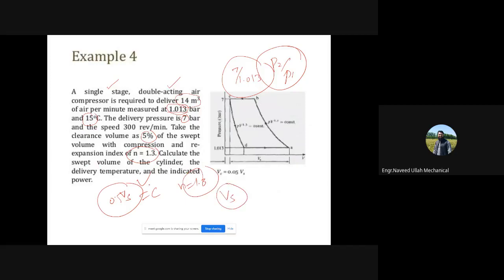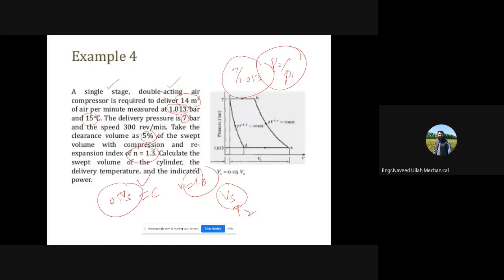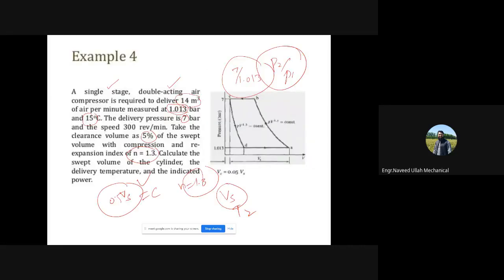of the cylinder and the delivery temperature T2 आपने फाइंड आउट करना है, and the indicated power, end में जो ये आपके पास है, ठीक है, this is indicated power, ये आपने फाइंड आउट करना है. तो T1 आपके पास है, P2 by P1 आपके पास है, n आपके पास है, और T2 आप फाइंड आउट कर लें, और फिर आपने VS फाइंड आउट करना है, ये आप खुद से कर लें. अच्छा, दिस इज सॉल्व एग्जांपल बेस्ड ऑन द सिंपल रिलेवेंट फार्मूलाज.